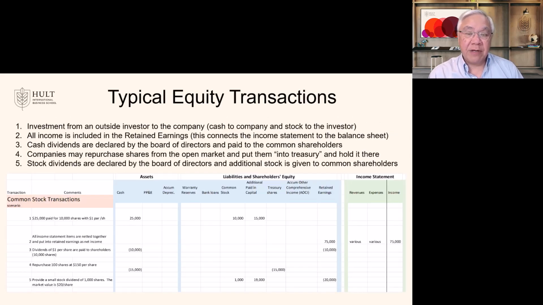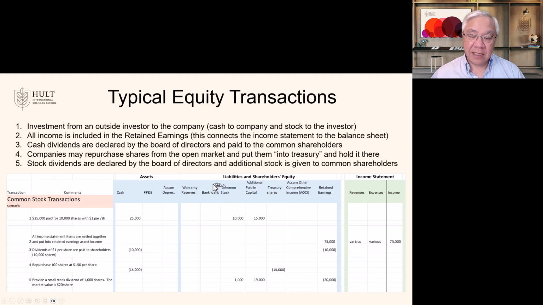Some typical equity transactions we'll go through here using the template. And the first example is an investment from an outside investor to the company. The cash comes into the company and the stock is issued to the investor. In this example, right here, we have $25,000 paid for 10,000 shares with a $1 par value. The first part's easy. You'll find that the easy part's always the cash. We got $25,000 cash plus $25,000.